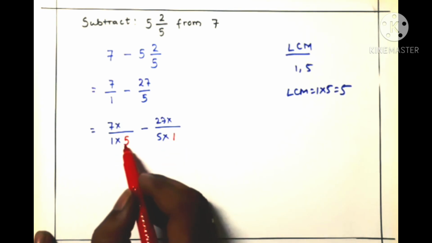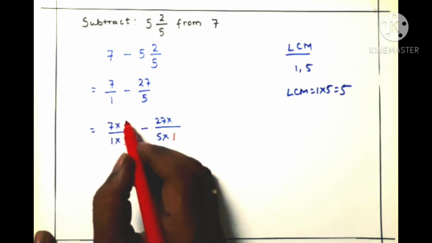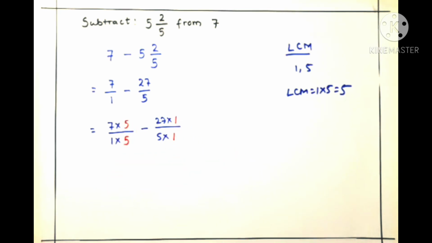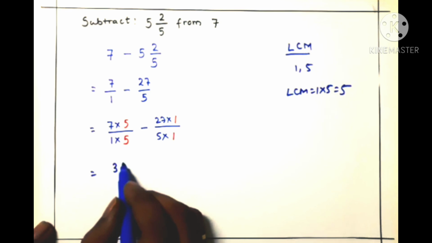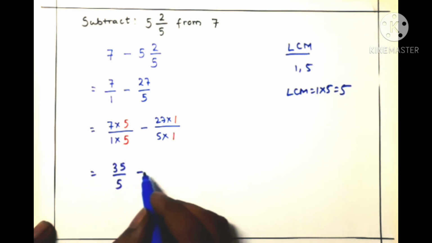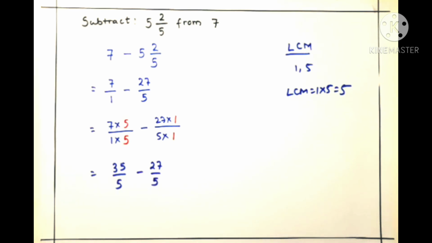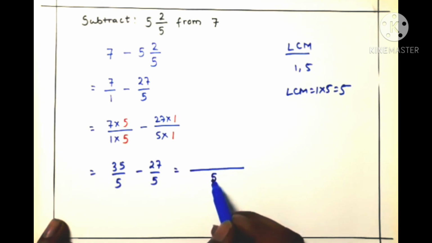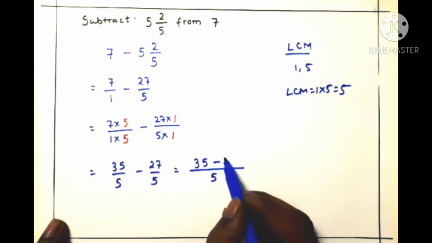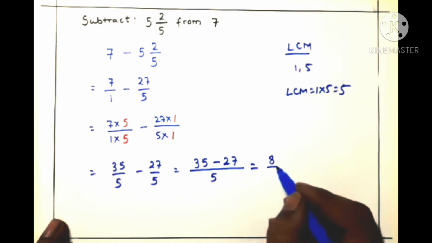Next, as we have multiplied the denominator by 5, the same thing we multiply with the numerator. Now we will be ready with our equivalent fractions. So we get 7 5s are 35 by 5 minus 27 by 5. As we have got like fractions already, we can just subtract them directly. The numerators will be subtracted, that is 35 minus 27. So 35 minus 27 will get 8 by 5.